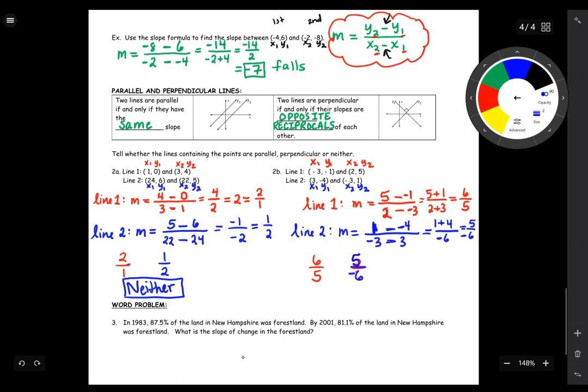So notice this number here on top has become bottom here, and bottom there has become top there. And they're opposite in sign. This one's positive, this one's negative. So these are perpendicular because they are opposite reciprocals.